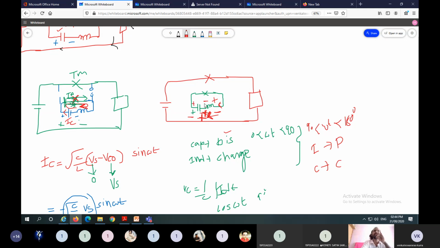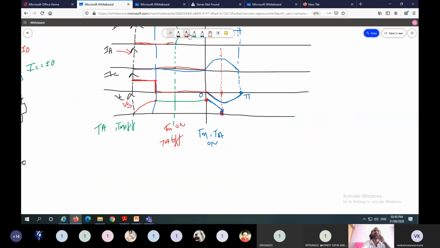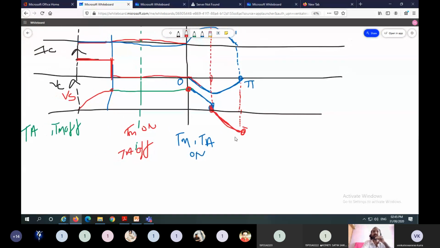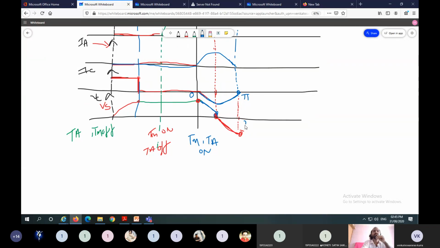In the previous state, between 0 and 90 degrees, the voltage across the capacitor is taken as plus Vs. Between 90 and 180 degrees, the voltage across the capacitor is taken as minus Vs. So here the capacitor charges gradually like this, up to a maximum value of Vs. This is the voltage across the capacitor, which is negative voltage, negative Vs. Coming to the circuit.